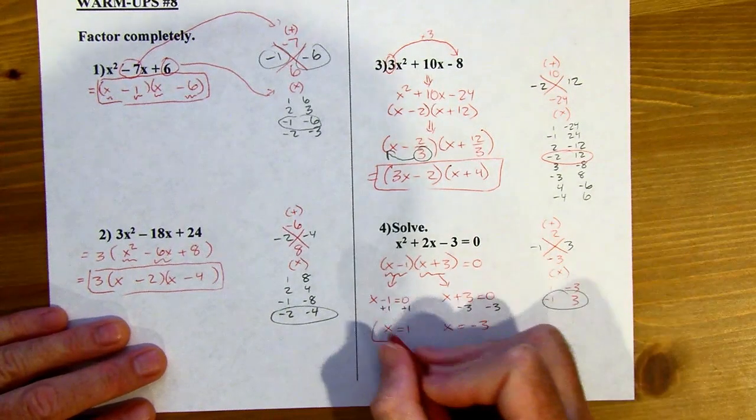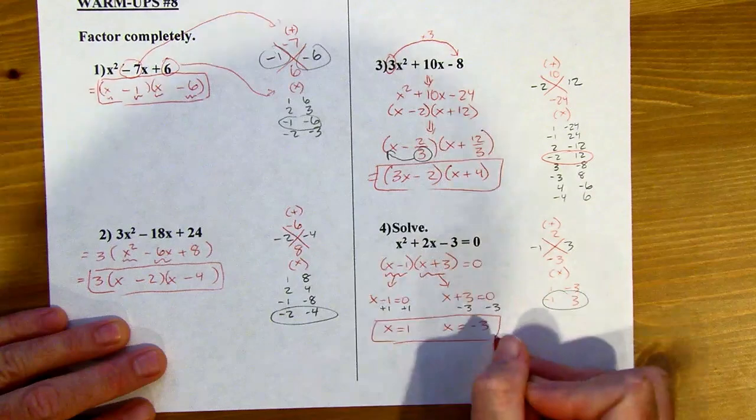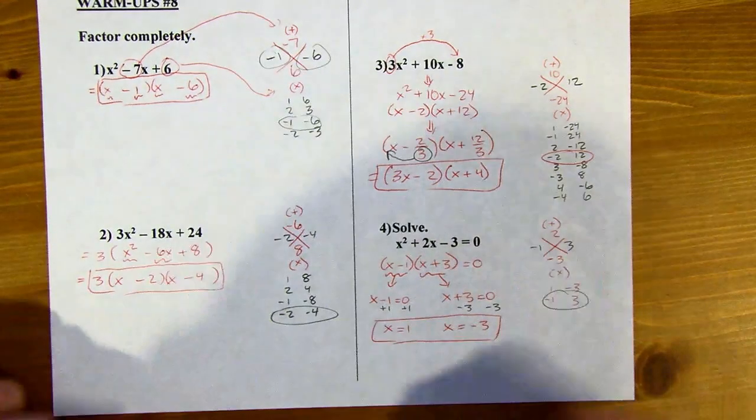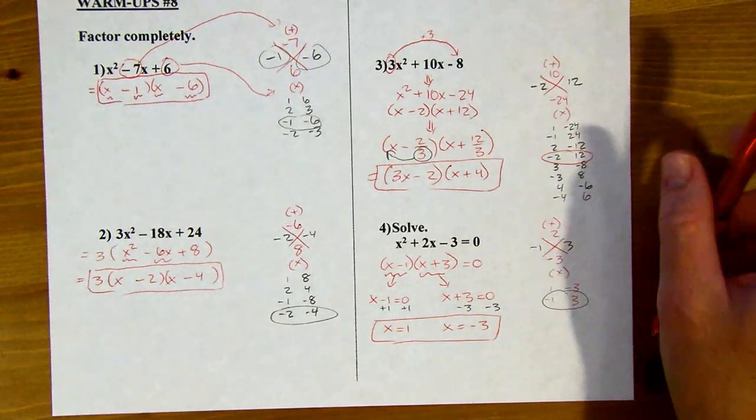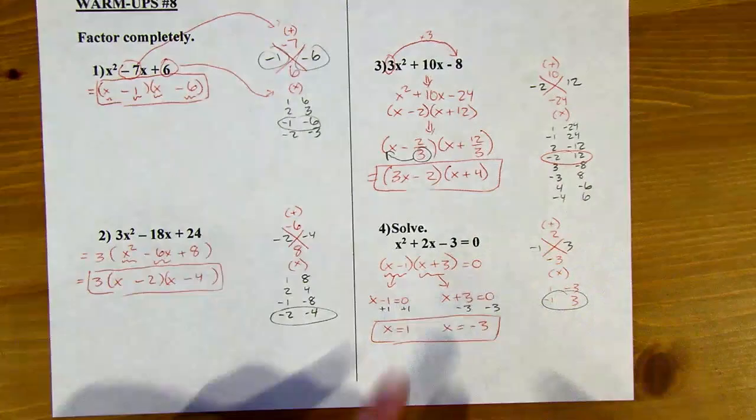And you need both of those answers. If you just have one of them, it's not complete, right? And you could try both of these out in the original equation and they will both balance the equation. The whole left side would equal 0 with either one of those.